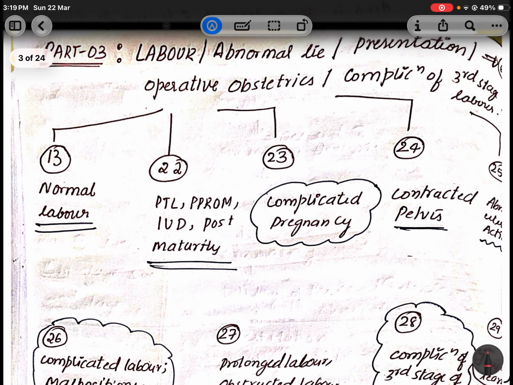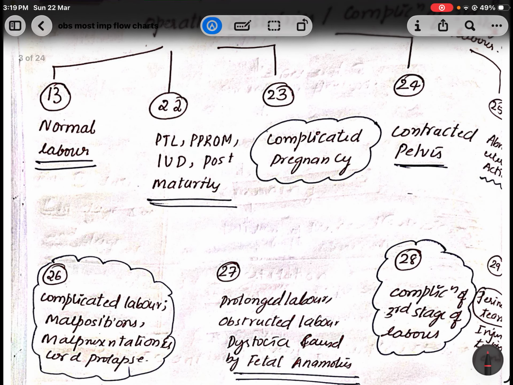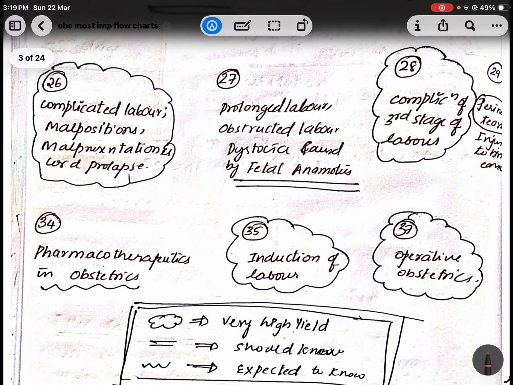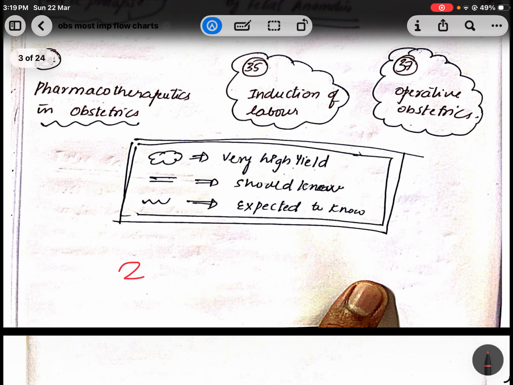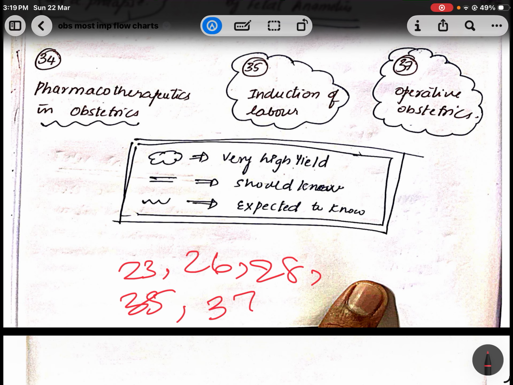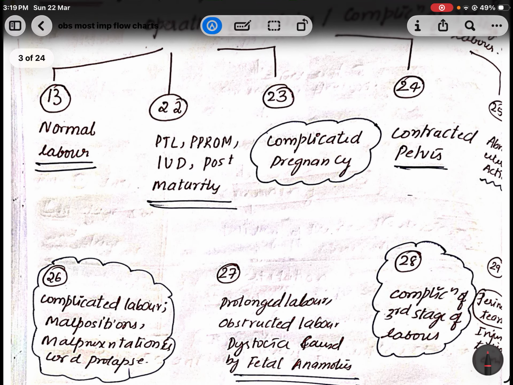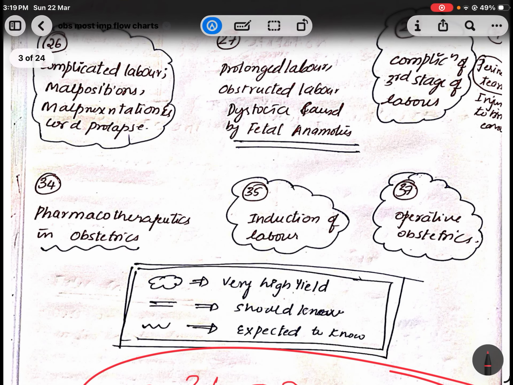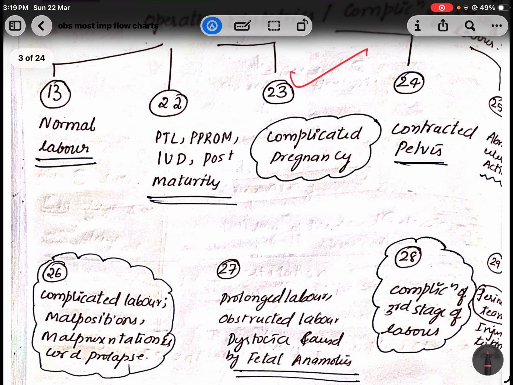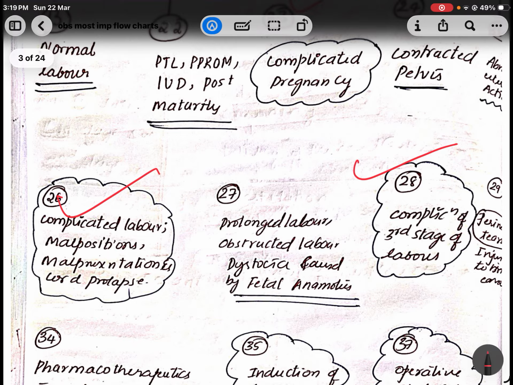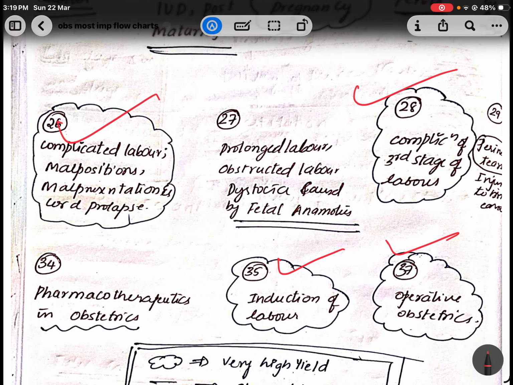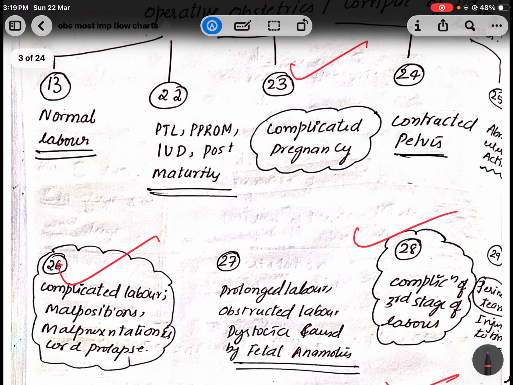Again, while starting part 3, there are a few things which are core and which I want you to know. For example, chapter 23 is important, 26 is important, 28 is important, 35 is important, 37 is important, 22 and 30 and 27. Okay, these are core. So let us see which are those things. Again, 23 is important. Okay, 26, 28, and again 35, 37. So these two, and 22 and 27 with 13.